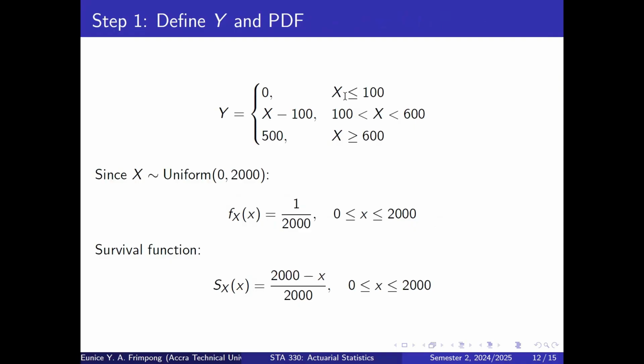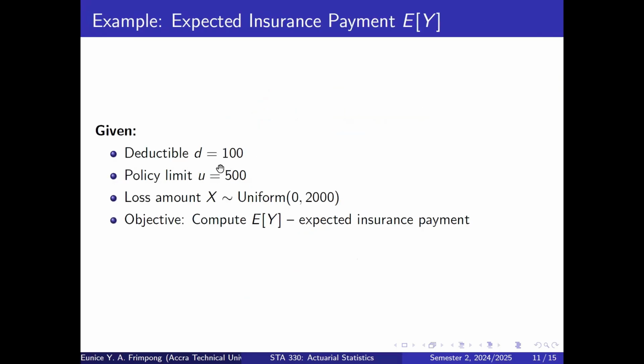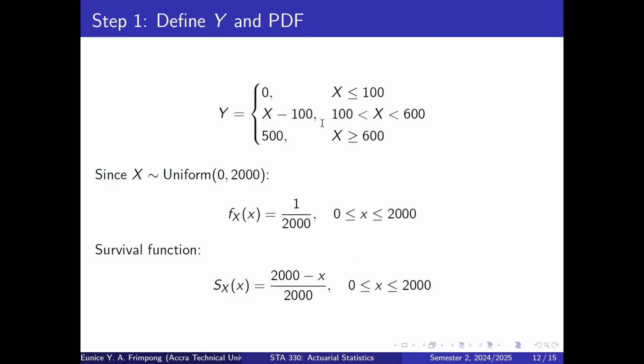The case where the loss is less than or equal to the deductible, the case where the loss lies between the deductible and the deductible plus policy limit, D plus U, and the case where the loss exceeds D plus U. Let's go back. D is 100, U is 500. So D plus U is 100 plus 500, which is 600. So per the description we gave, we are applying the same to this example. Now, Y is equal to 500, that is the policy limit, in the case where the loss is more than D plus U.